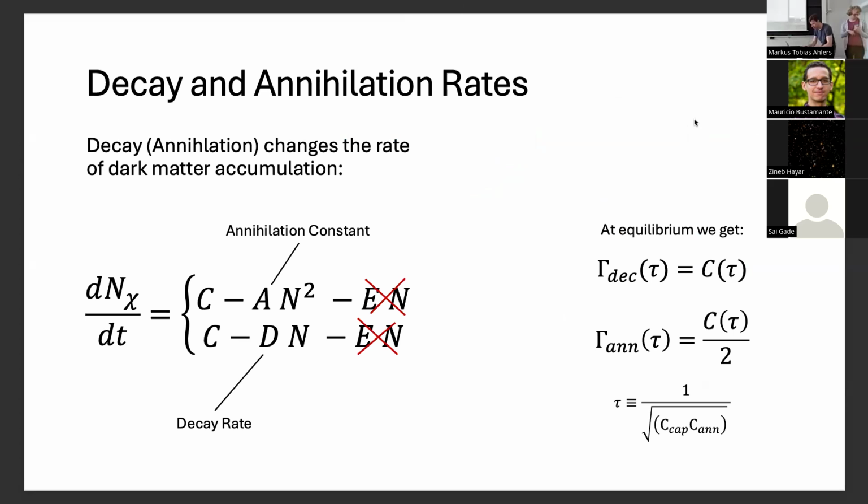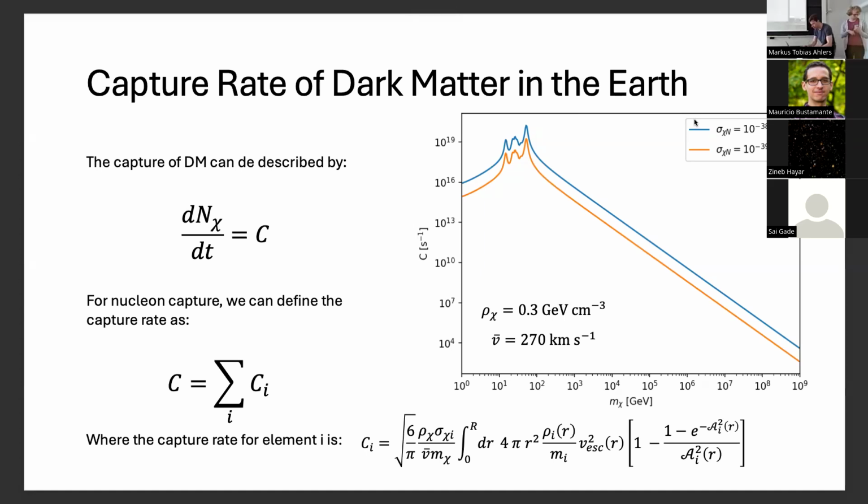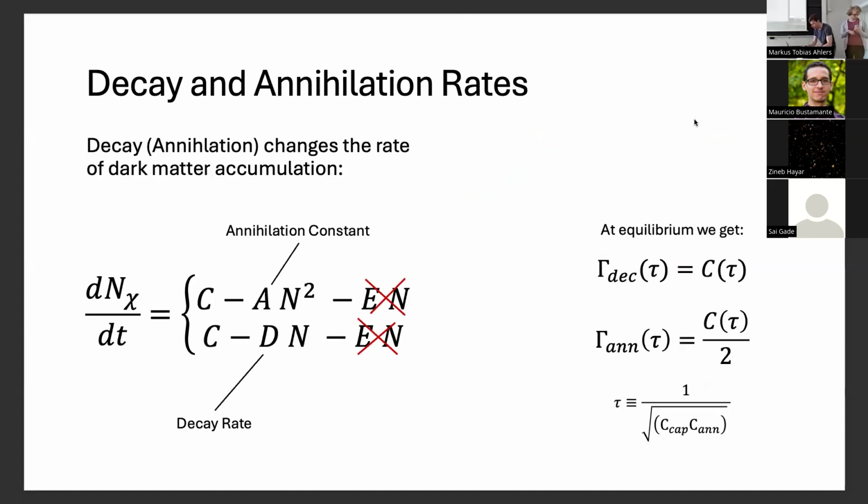Obviously, if dark matter decays or annihilates, we don't just have the capture rate; there would also be a component where dark matter either decays or annihilates, depending on the case. Decay scales linearly with the number of particles, whereas annihilation scales with the square of the number of trapped dark matter particles, because with more particles trapped closer together, there's a higher likelihood of annihilation. There's also something called the evaporation rate.